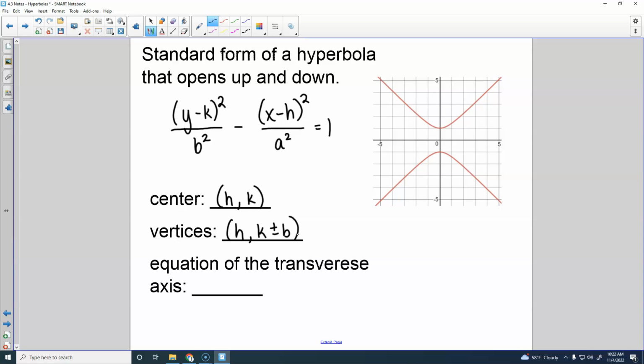And your transverse axis here, the axis that goes through your two vertices, is going to be vertical in this case. And since it is vertical, it is an x equals line, and it's going to be x equals h, whatever your x coordinate is there.